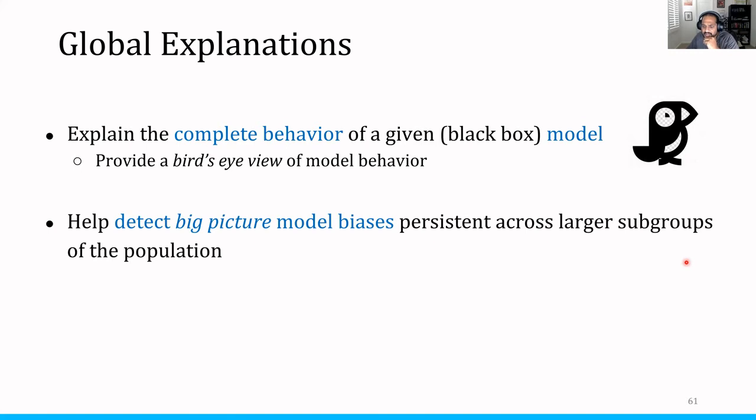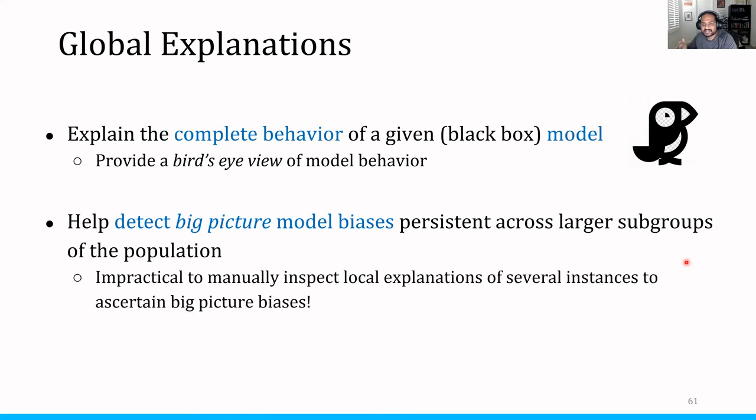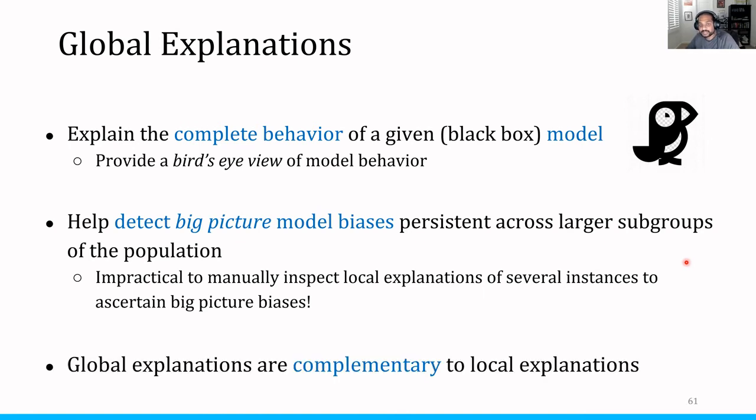And it can really help detect big picture model biases, which are persistent across larger subgroups of the population, right? These kinds of biases are often impractical to find by looking at all of the local explanations and then trying to summarize in your head what's going on. And so it can be pretty useful for doing these kinds of things. So in some sense, global explanations are complementary to local explanations. I wouldn't advocate for one versus the other. Depending on your use case, you might want to do either or both.